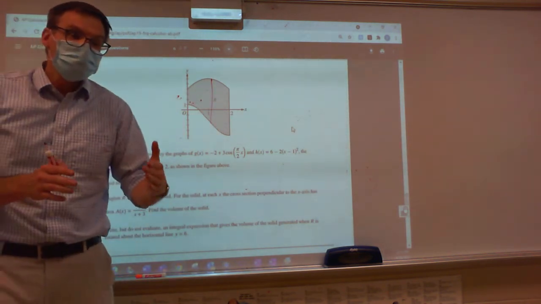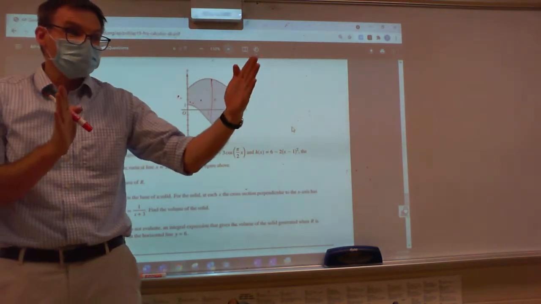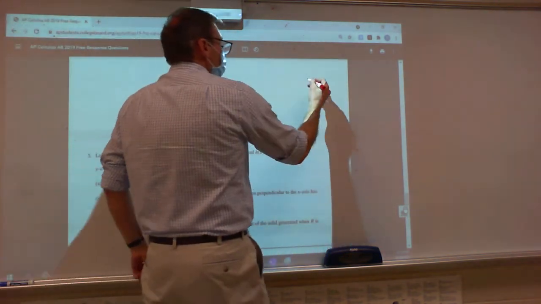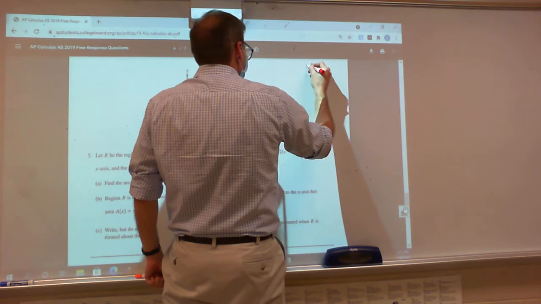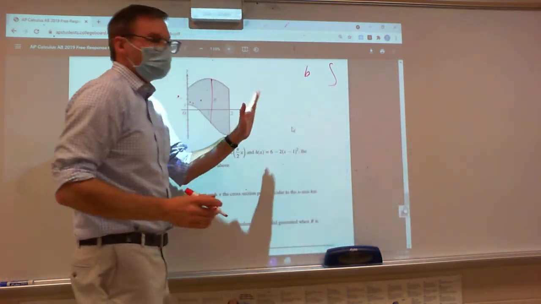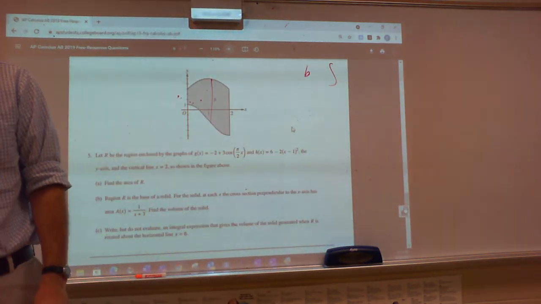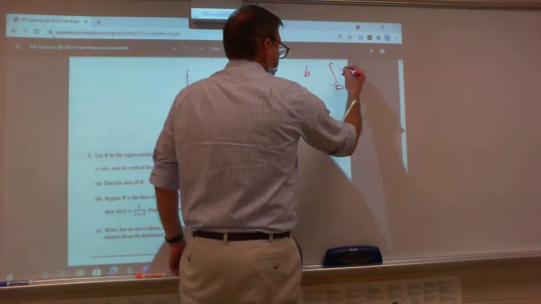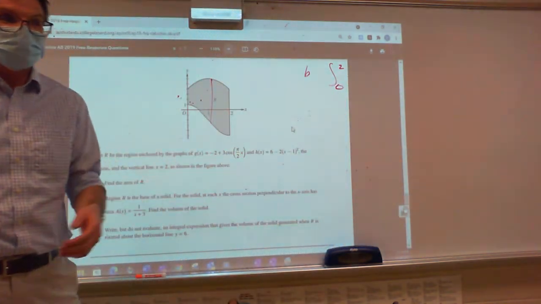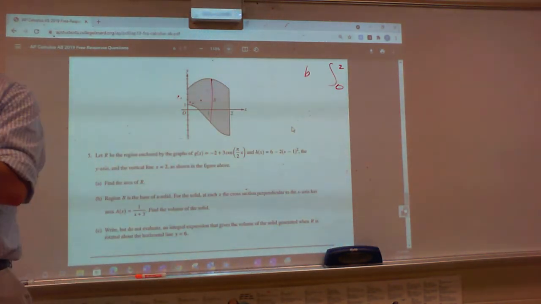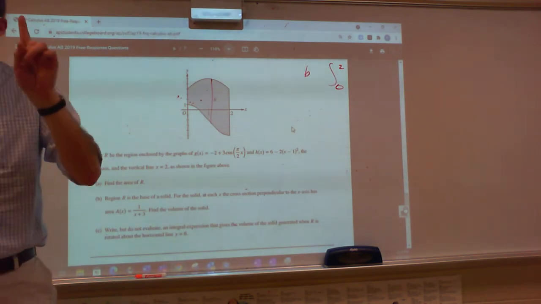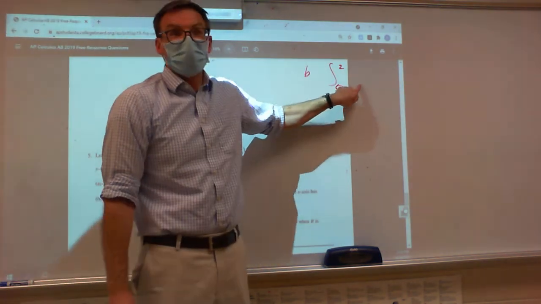And what you're trying to do when you want to do volumes with known cross-sections, first, okay, so part B, where am I stacking the rectangle from where to where? Are we okay? We're stacking the rectangle from 0 to 2. Everybody got that? And then what goes here is the area.